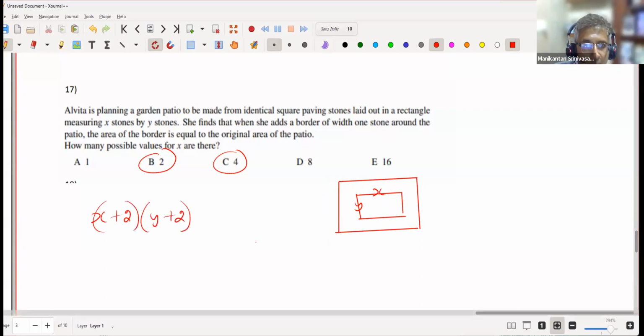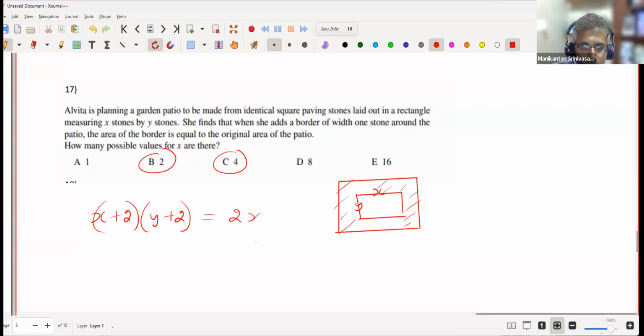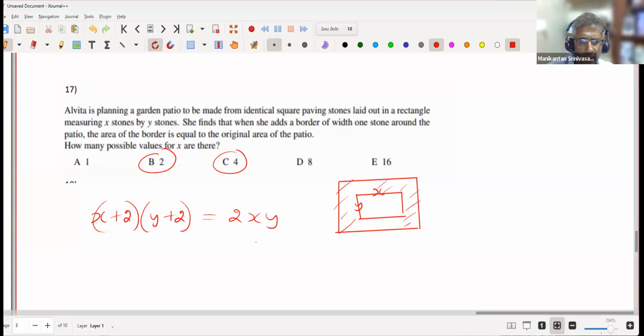Okay. So this border area should match the same area as the inner rectangle. So it just should be 2 times XY. Okay. So let's simplify this.